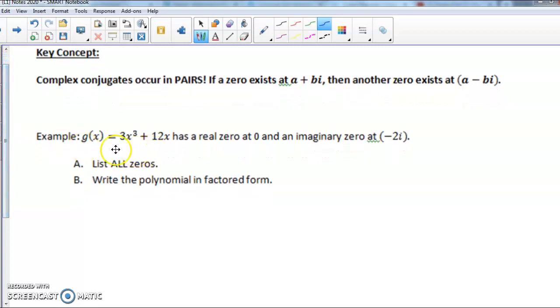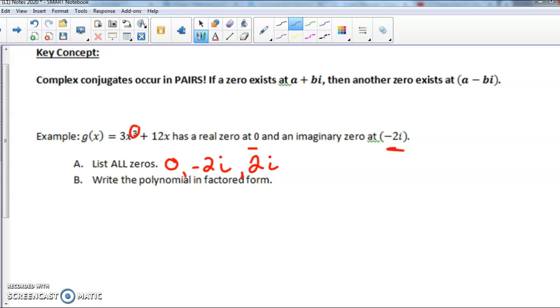So this first function, this g of x function, has a real 0 at 0 and an imaginary 0 at negative 2i. Well, whether I mention it or not, if there is a 0 at negative 2i, there is also a 0 at positive 2i. So in part A, when it says list all the zeros, you were already told there was 1 at 0. You were already told there was 1 at negative 2i. And you know that imaginary solutions come in pairs, so there should also be 1 at positive 2i, because that is the complex conjugate for negative 2i. So this function has 3 solutions. We know that from the degree, and now we have them all.